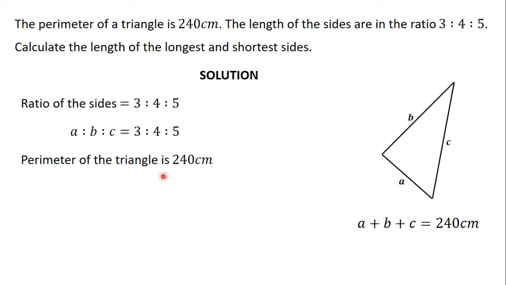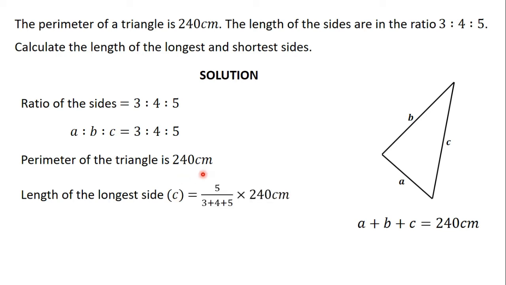Let's begin with the longest side. We are finding the length of the longest side, which is C. The length of the longest side, or C, will be equal to the part of the ratio that belongs to C, which is 5, divided by the total ratio, which is 3 plus 4 plus 5, times the total distance around the figure, the perimeter, which is 240 centimeters. This will give us 5 divided by 12 times 240 centimeters, and this is equal to 100 centimeters. So the longest side of the triangle is 100 centimeters.